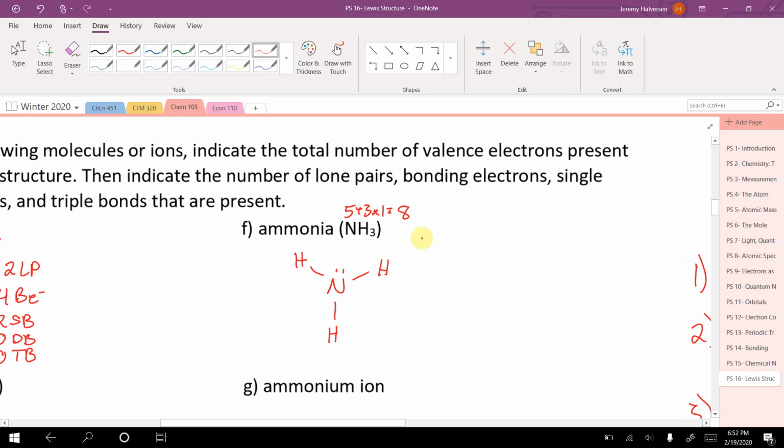And so we have 1 lone pair, 6 bonding electrons, 3 single bonds, 0 double bonds, 0 triple bonds.